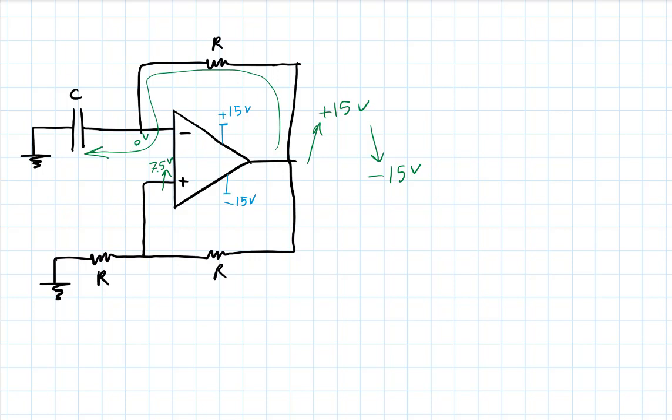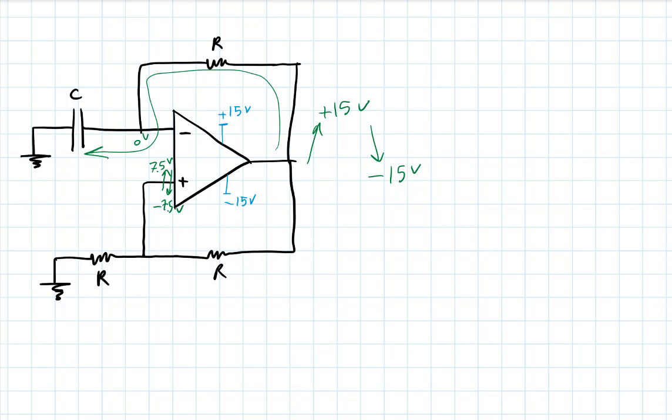By the way, when the output switched to minus 15 volts, what happens to the positive input? It will drop to minus 7.5 volts, right? So now the top input is at 7.5 volts. The bottom input is at minus 7.5 volts, and the output is stuck at negative power supply.